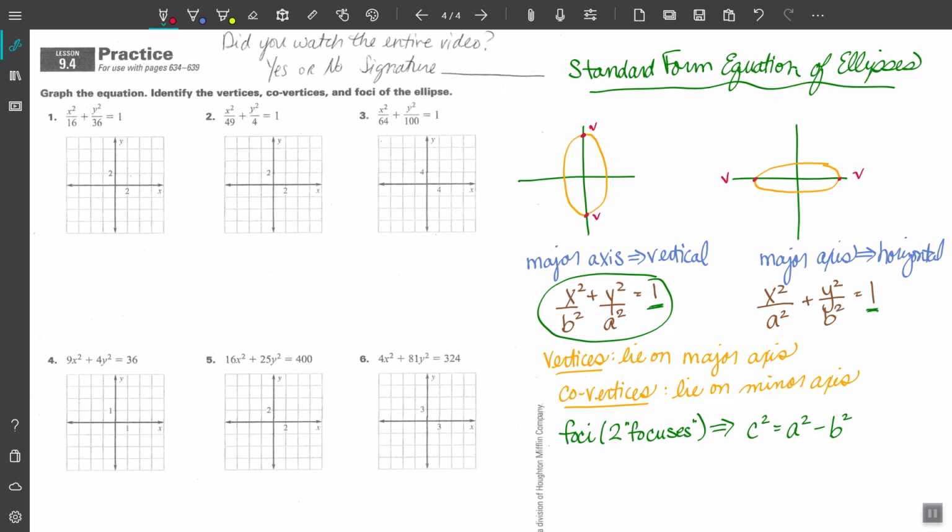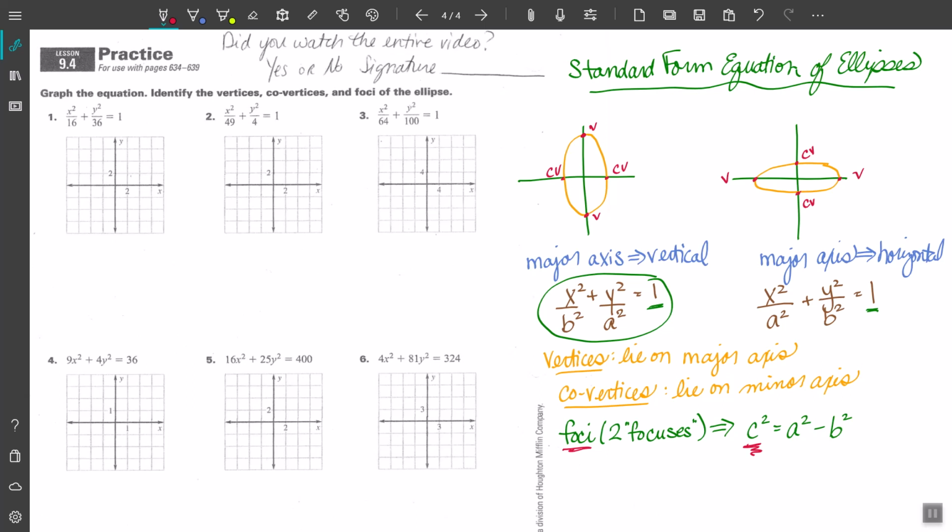The co-vertices are the ones that lie on the minor axis. That's something we didn't have in the circle. So those can be marked like that. And then in an ellipse, you're going to have two focuses. The plural for focus is really foci, and that's what this word right here is. So you're going to have two, and we can determine those with this equation right here: c squared equals a squared minus b squared. Your c squared will be the value that gives you the foci.